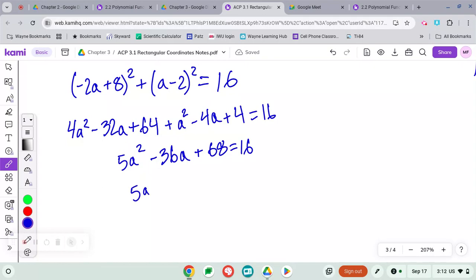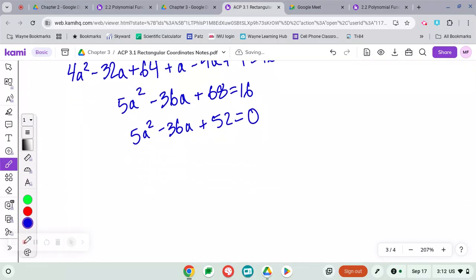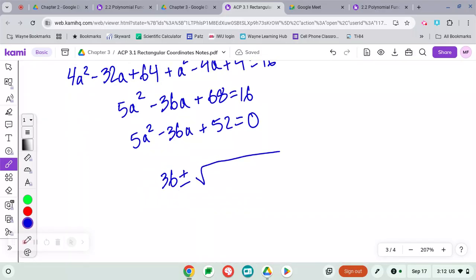So 5a squared minus 36a plus 52 equals 0. At this point, you can solve this many ways. I personally, when I see a problem this complicated, I'm just going to use the quadratic formula because I know it's going to work. It's going to be a little tedious, but negative b, so that's 36, plus or minus the square root, b squared, so negative 36 squared, that comes out to 1296. Use a calculator. I don't have that memorized. I did it in a calculator.